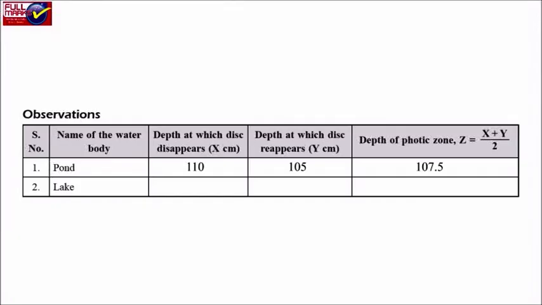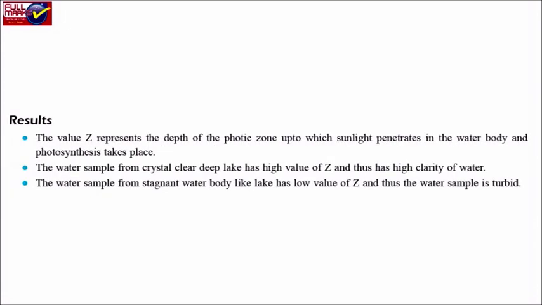Observations. Results. The value z represents the depth of the photic zone up to which sunlight penetrates in a water body and photosynthesis takes place. The water sample from a crystal clear deep lake has a high value of z and thus has high clarity. The water sample from stagnant water bodies like a pond has a low value of z and thus the water sample is turbid.